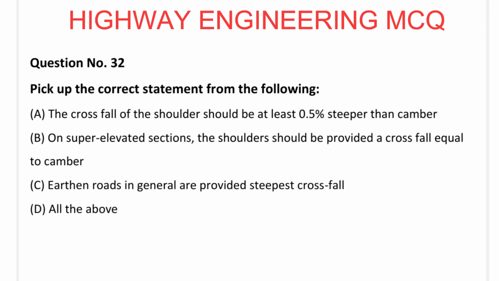So next question, pick up the correct statement. A, the crossfall of the shoulder should be at least 0.5% steeper than the camber. B, on super elevated sections, the shoulder should be provided with a crossfall equal to the camber. Option C, hill roads in general are provided steepest crossfall. Option D, all the above. So the answer is all the above.